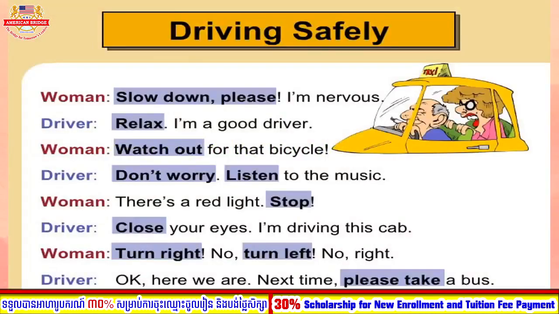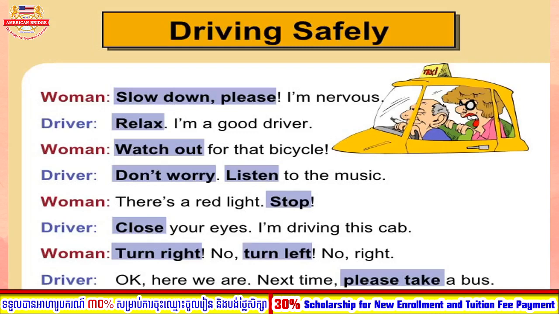Before we start our grammar, teacher wants you to look at this one first, where we talk about driving safely. In this picture, we have one man and one woman. The woman is the passenger and the man is the driver. The man is the person who drives a taxi. Before we review our grammar, let's read this one with teacher.